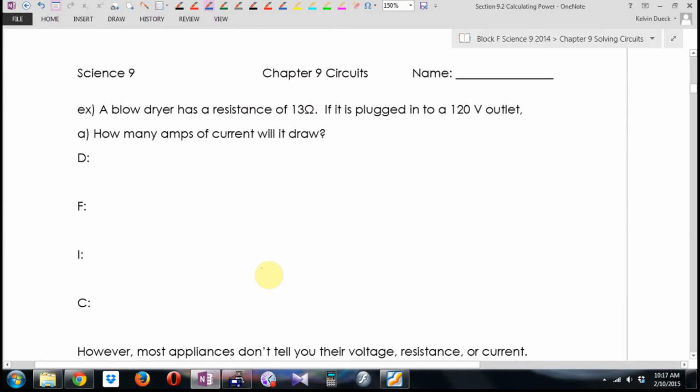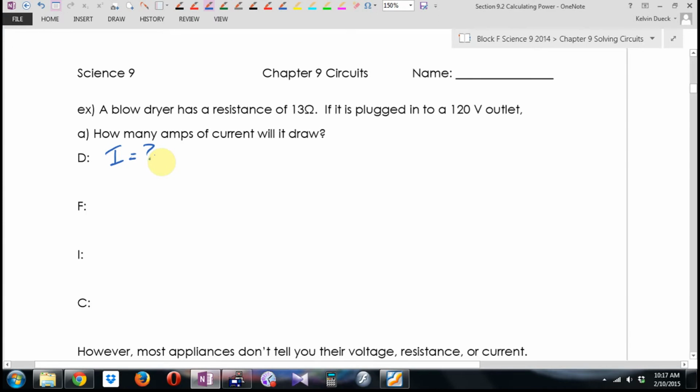A blow dryer has a resistance of 13 ohms. Suppose you plug it into a 120 volt wall outlet. How many amps of current will it draw? What's this question asking me to find? And I think the resistance is 13. Current. I equals question mark? What have they told me?